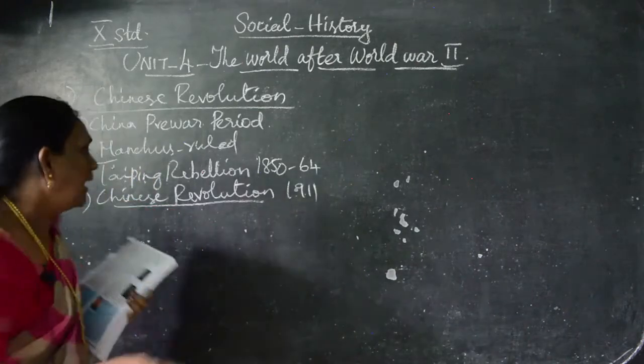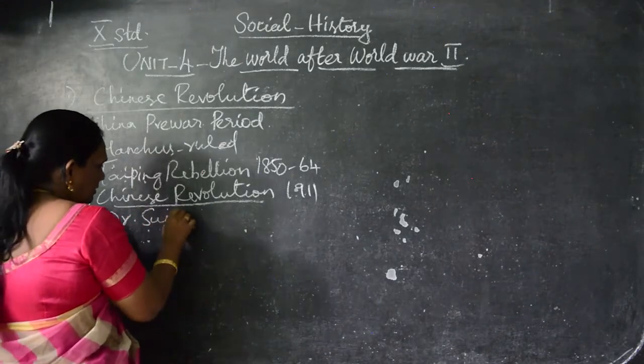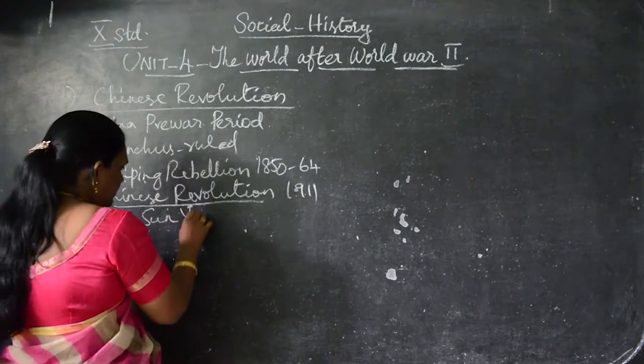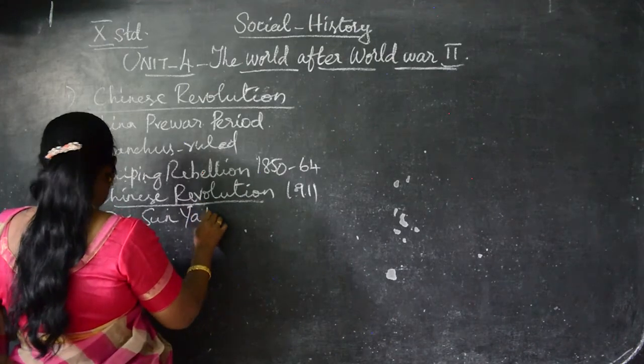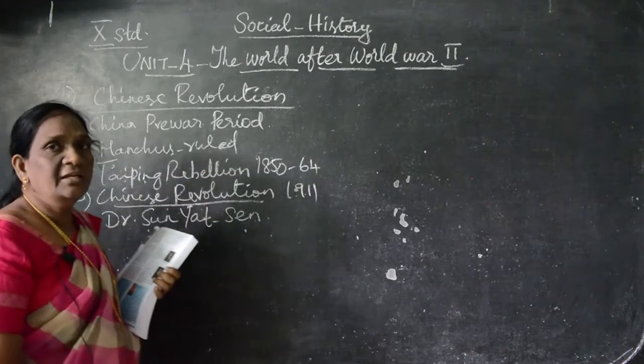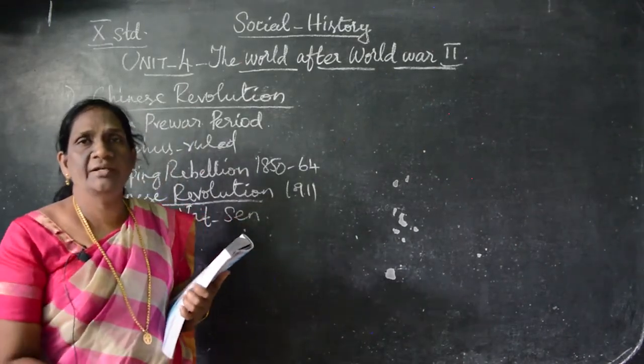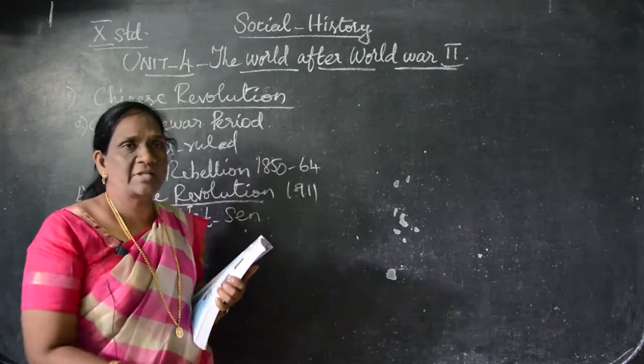Sun Yat-sen, a great personality. He was in the USA, that is in America, the United States. He heard all these matters about China, and he came to Shanghai.